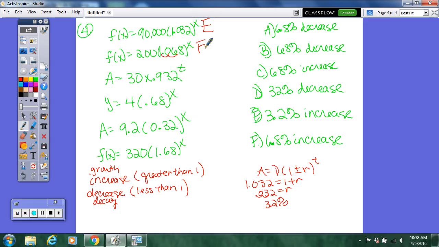Okay, on an EOC problem, they're going to give you one of these equations, and they're going to give you these types of answers. They're going to say, which one's an increase, a decrease, and what's the percent? So let's do all the increases first. We know this one's an increase, right? It's greater than 1. If I take the 1 away, I got 0.68. Well, if I move my decimal 2 places, what does that give me? A 68% increase. Right here, C.